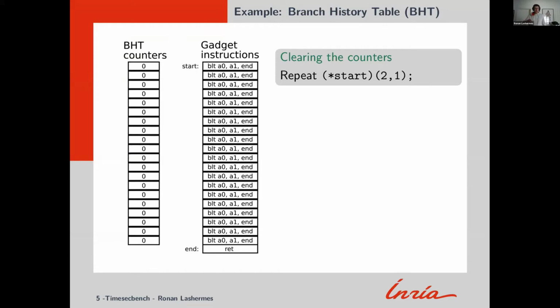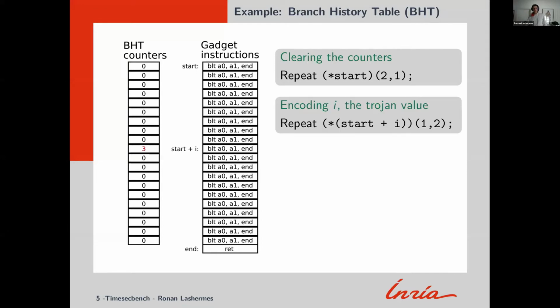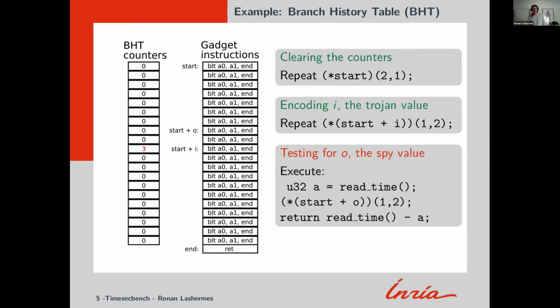We can first clear all the counters by choosing the condition for the not taken branch and calling the first branch. All the branches will be called with the not taken condition, so we clear all the counters because we count one not taken branch for all the addresses. Next, the Trojan can encode the information at branch I by calling this branch with a taken condition. You repeat this step 4 times, and now you have a BHT counter for this address equal to 3. And now the spy can test a given counter.